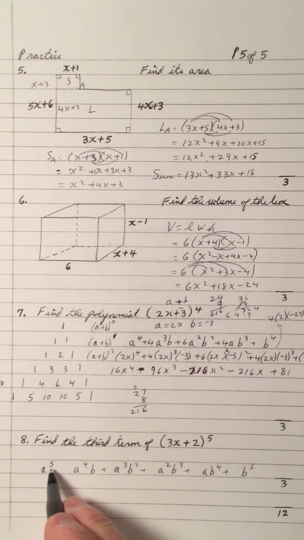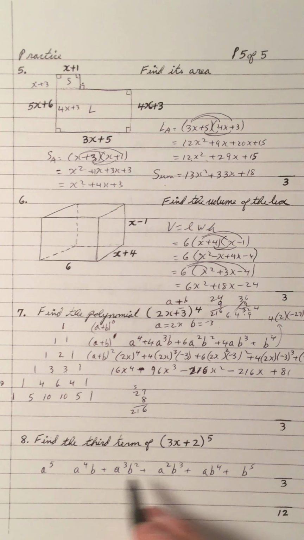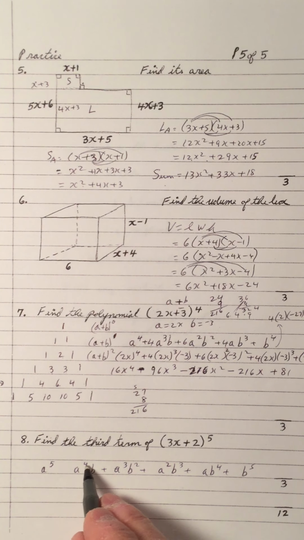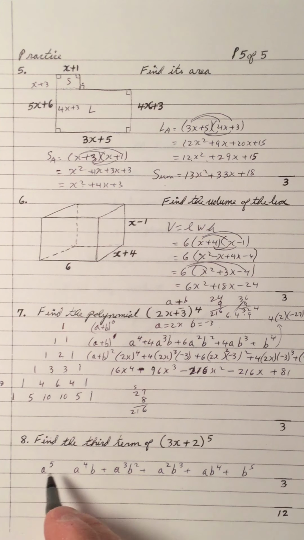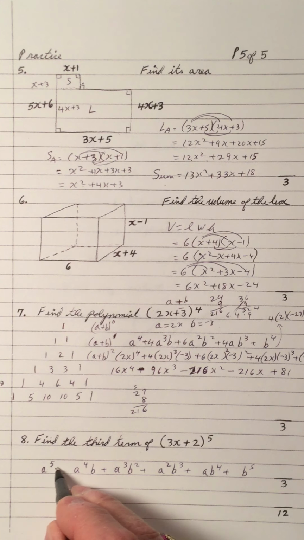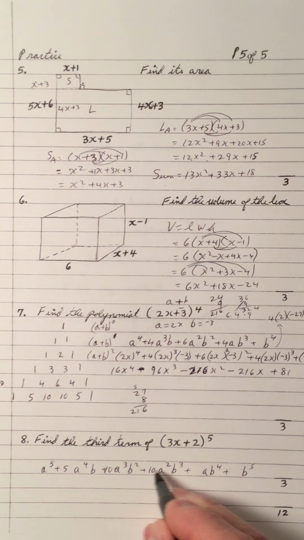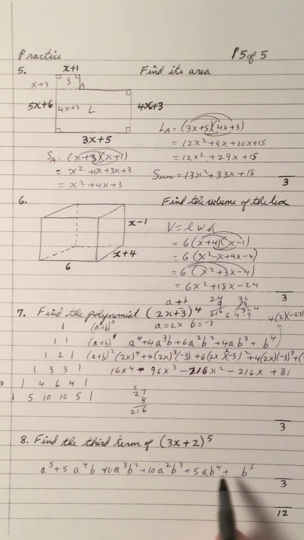Let's see. The A's are going down by 1. Yep. None there. And the B's start to go up. 1, 2, 3. Yep. And every one of them has a power of 5. 4 and 1, 5 and 2, 2 and 3, 1 and 4. And then we look back here, and we have a 1, a 5, 10, 10, 5, and a 1. There it is. 1, 5, 10, 10, 5, 1.